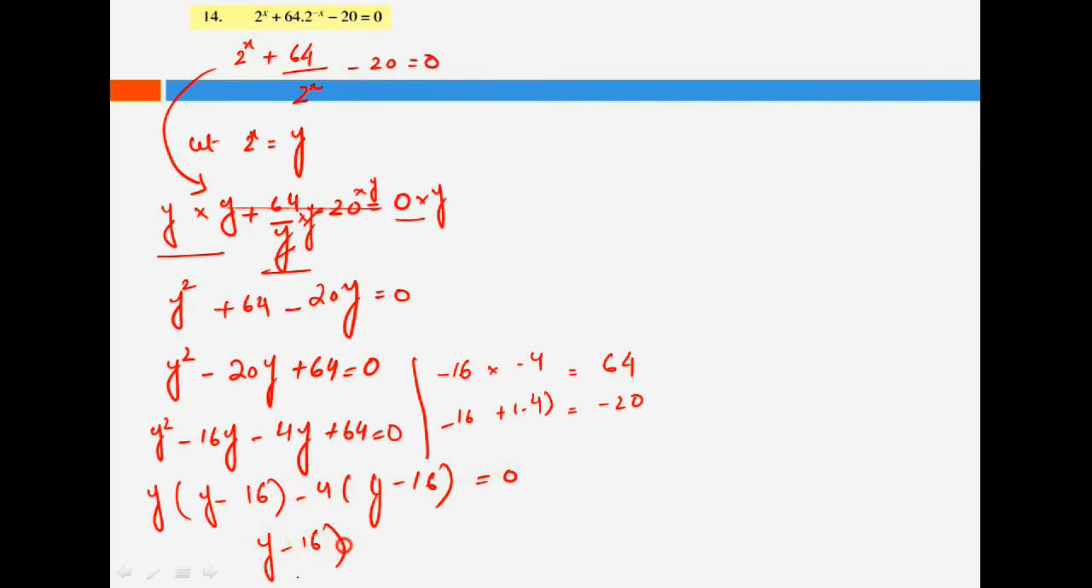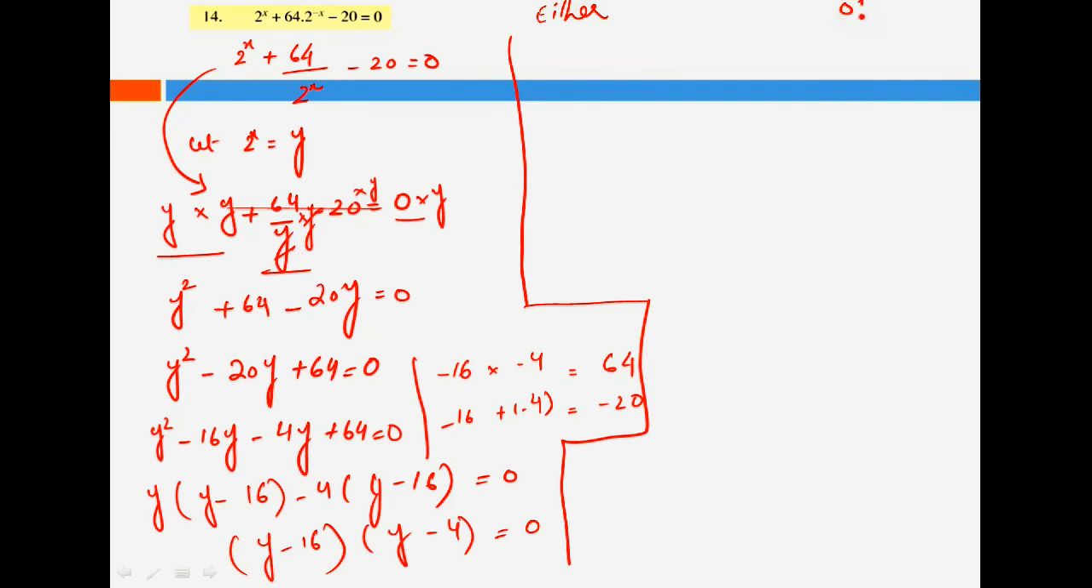We are having two factors now, y minus 16 and y minus 4, that both are equal to 0. Now we have to apply the either-or condition: either y minus 16 is equal to 0 or y minus 4 is equal to 0. Here we will be having y is equal to 16 and y is equal to 4.